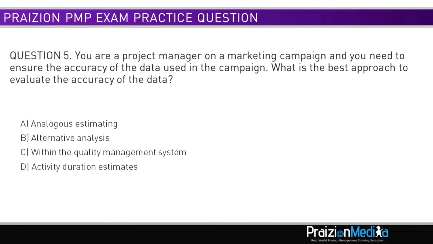Question 5. You are a project manager on a marketing campaign and you need to ensure the accuracy of the data used in the campaign. What is the best approach to evaluate the accuracy of the data? A. Analogous estimating. B. Alternative analysis. C. Within the quality management system. D. Activity duration estimates.